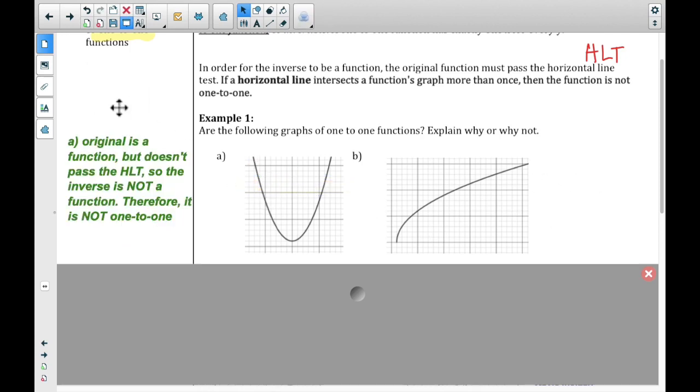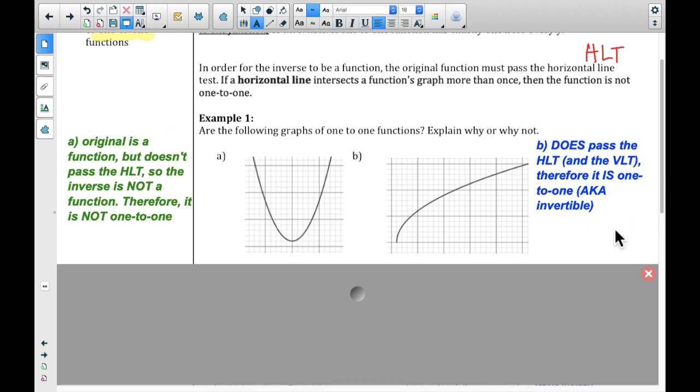Okay, I wrote that over here in the margin, and I typed it out because my handwriting gets kind of messy on these boards. The original is a function, but it does not pass the horizontal line test, so the inverse is not a function. Therefore, this is not a one-to-one function. Okay, let's look at the other one. Think about the vertical line test, think about the horizontal line test. Is this a one-to-one function?